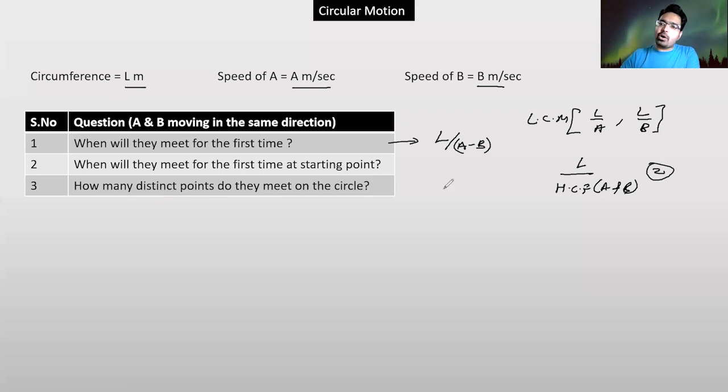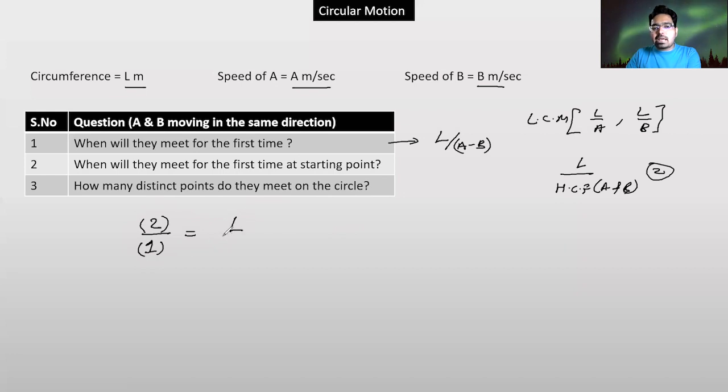How many distinct points do they meet on the circle? Now please understand, this we have seen. How do I do that? I will take the value of when they'll meet at the starting point and divide it by the first time of meeting, which is the answer for your first question, correct? So that is what we are precisely trying to do. So let's do it in a generic format.